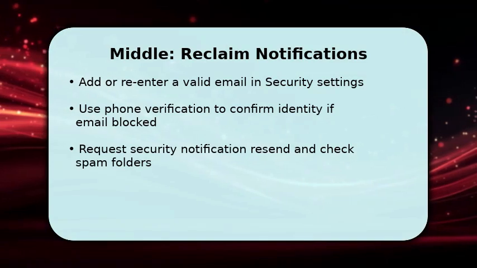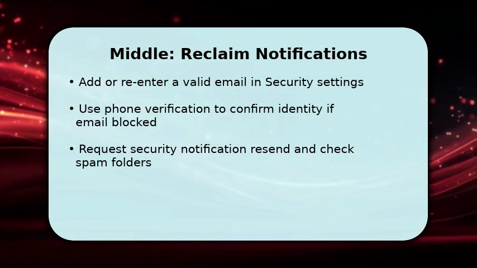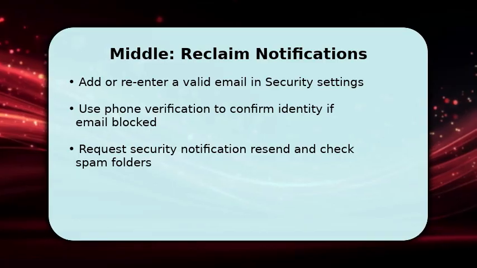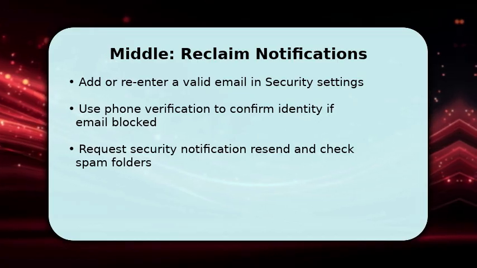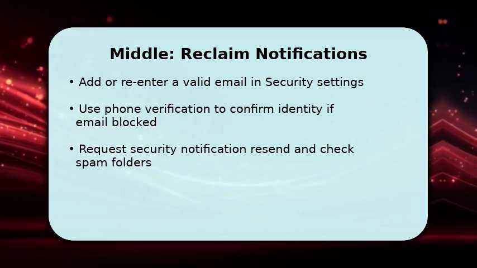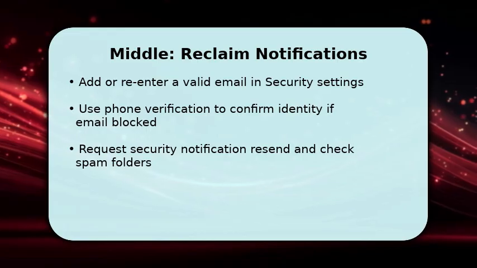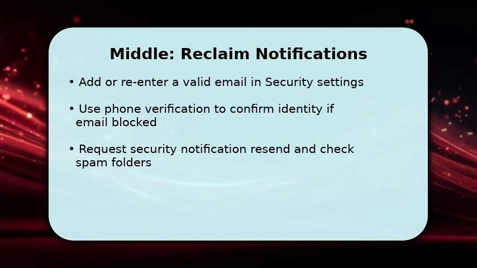Now you actively restore the email path. Add or re-enter a current, accessible email under security, then save and request a verification code. If email verification is blocked, switch to phone verification temporarily to prove identity and re-enable email updates.